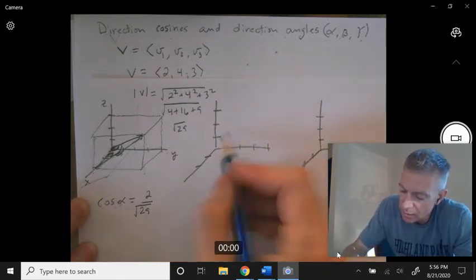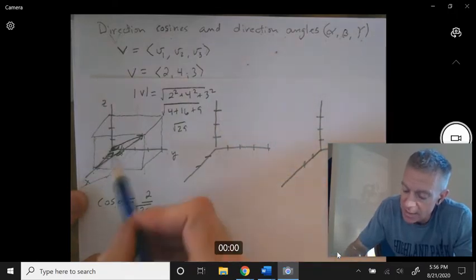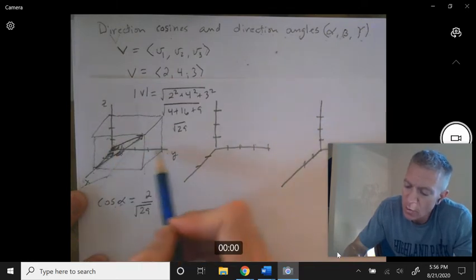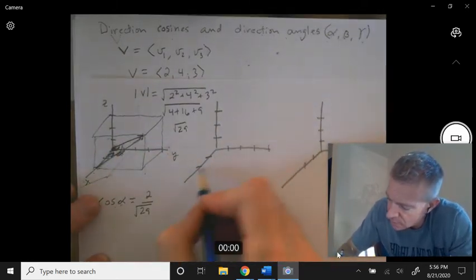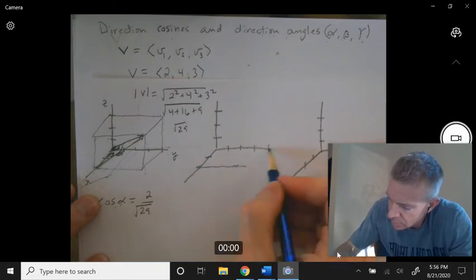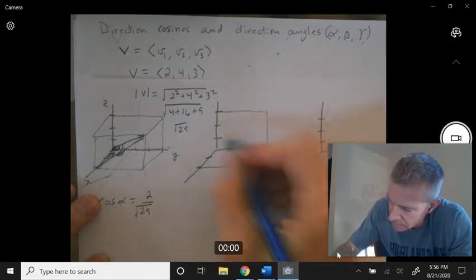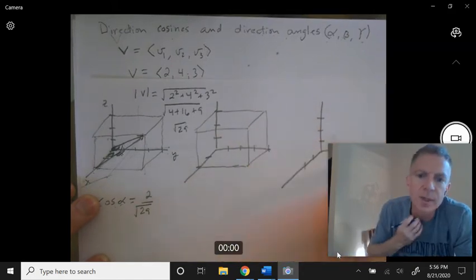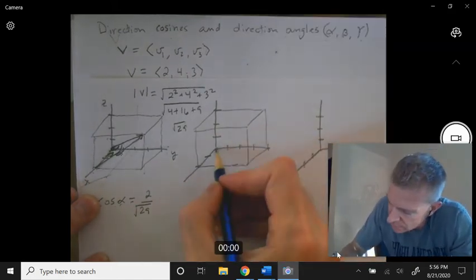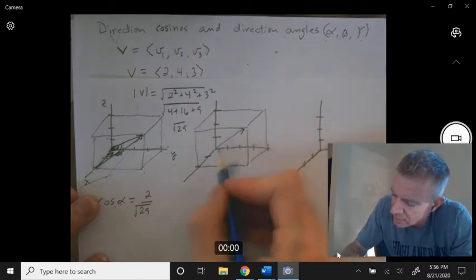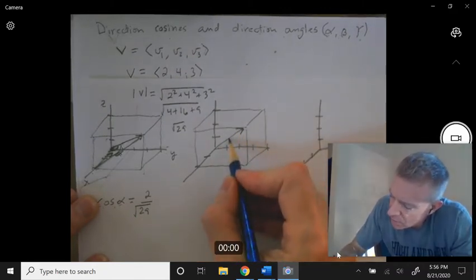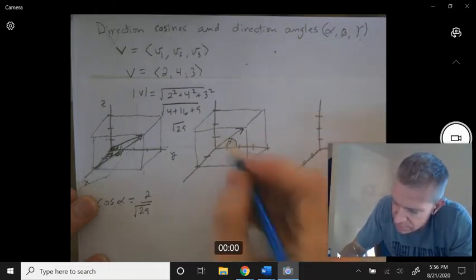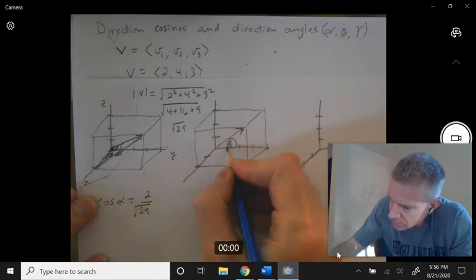Now I'm going to draw this again so we can find beta. Beta is similar, but it's the angle formed by our vector and the y-axis. So I'm going to draw this again over here. Draw the same box so we can see where this lies. It's really hard to draw this. I want to draw 3 pictures so we can see the difference. So if you take this vector v, this angle right here, that's beta. That's the second one.